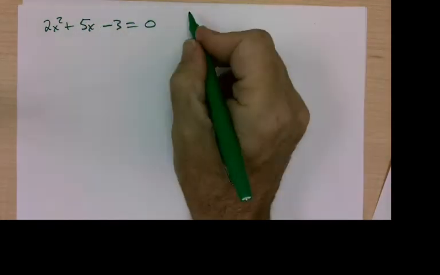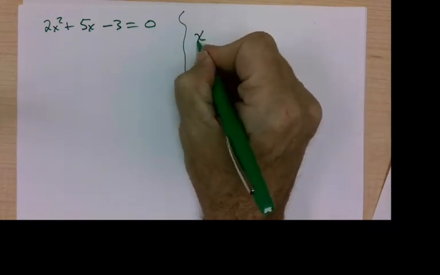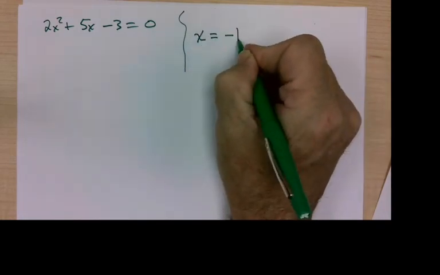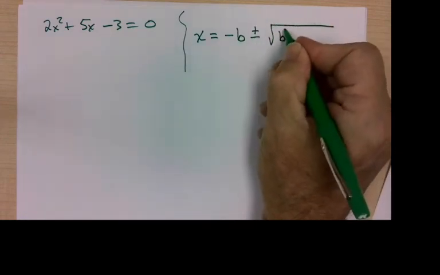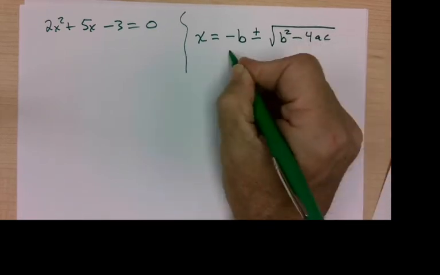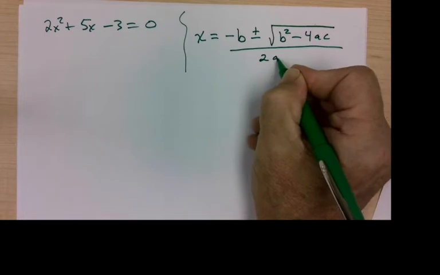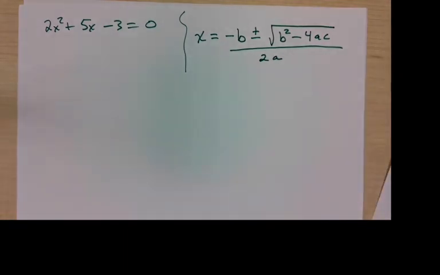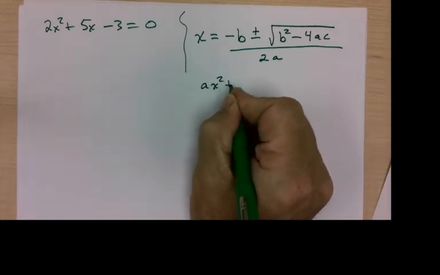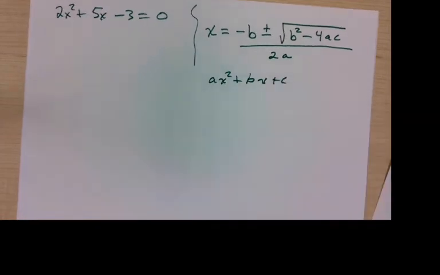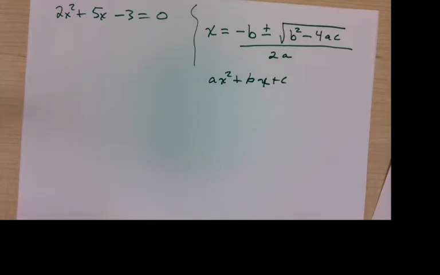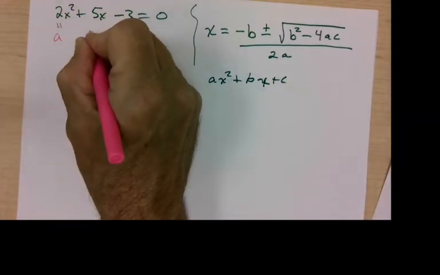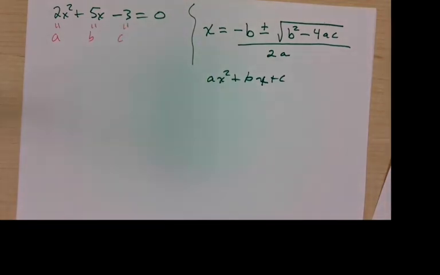Now, what is our quadratic formula? Worth memorizing. x, or whatever variable you have, is negative b plus or minus the square root of b squared minus 4ac, all over 2a. So we've got to decide what is a, what is b, what is c. a is the coefficient on x squared, so our form is ax squared plus bx plus c. So looking at this then, a is 2, b is 5, c is negative 3.